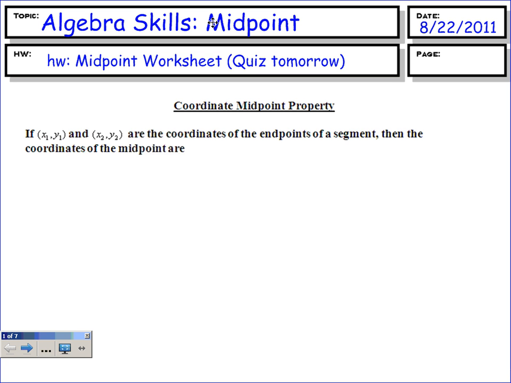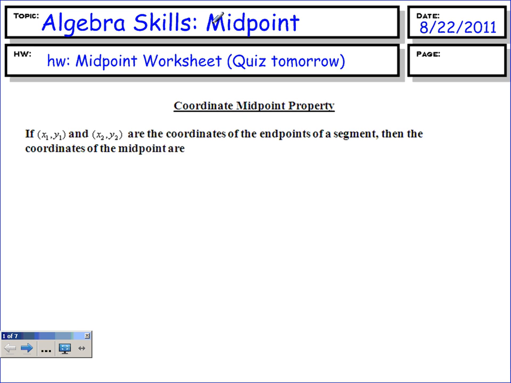Okay, we're having a quiz tomorrow, and it's over two concepts. It's over the vocabulary from section 1.1, which all of us were here for, and secondly, it's over midpoint. Okay, we're covering midpoint today. So that's what we're going to do. So we're set.